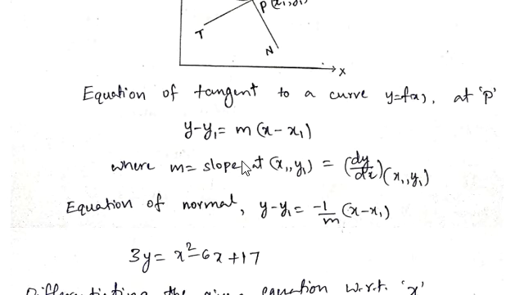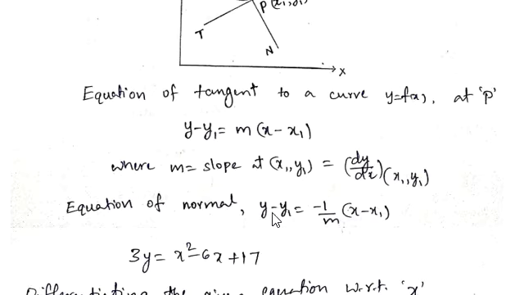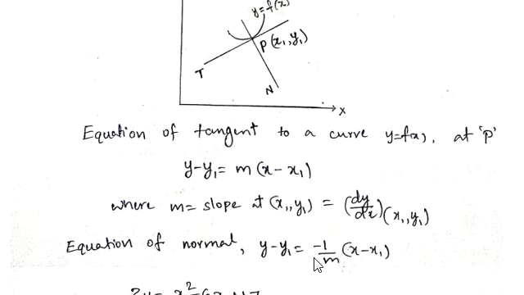To find the equation of tangent, we require dy by dx. The equation of normal at the same point is given by y minus y1 equals minus 1 by m into (x minus x1). Here, when two lines are perpendicular, the product of their slopes must be minus 1, so from that we can write the equation like this.